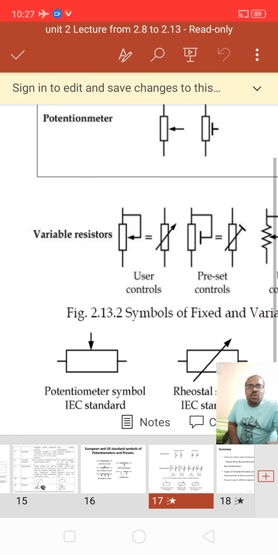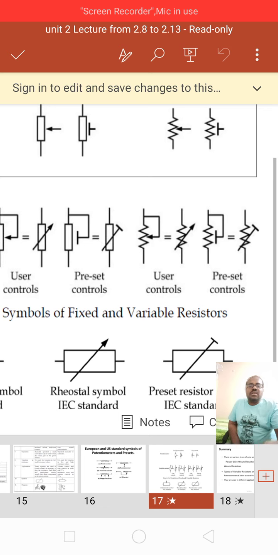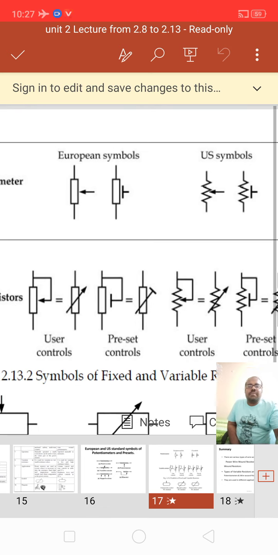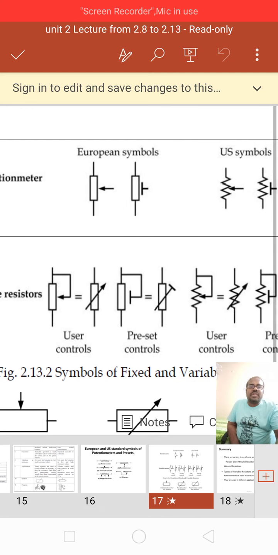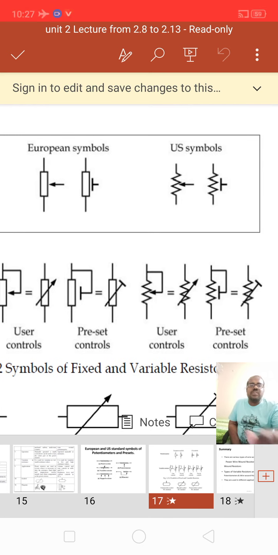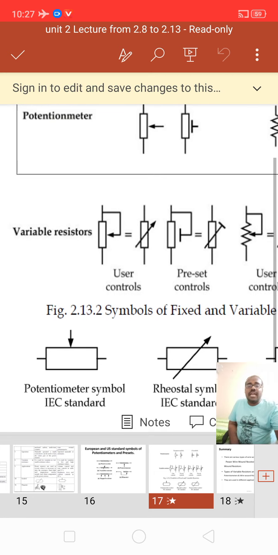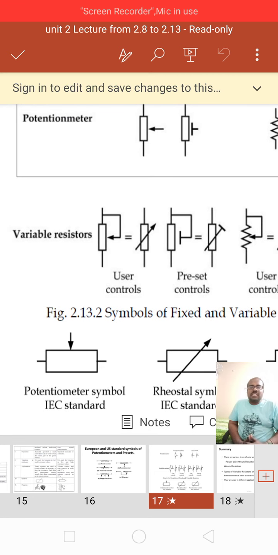See, make a note of it. Here is given the fixed type. Next to that, here is given the variable type. Next, see potentiometer, European symbols also given. Please make a note of that. US symbols are also given. Please make a note of that, and you can get a good score in the exams also. These are the main diagrams which they ask in the exams.